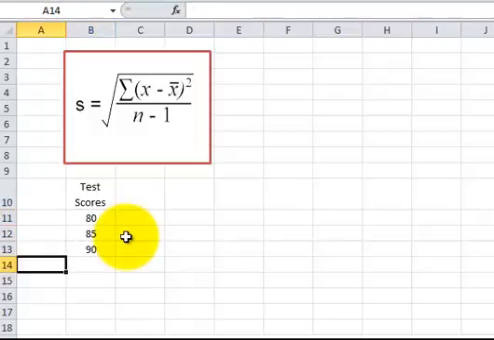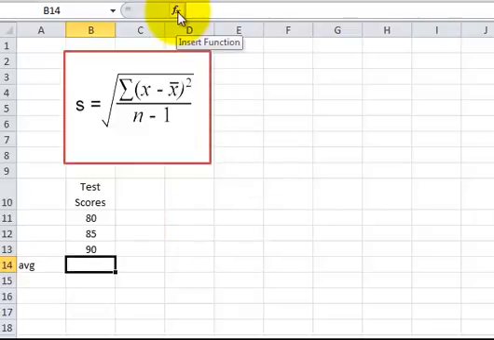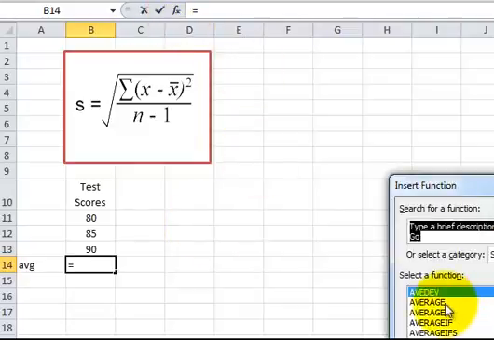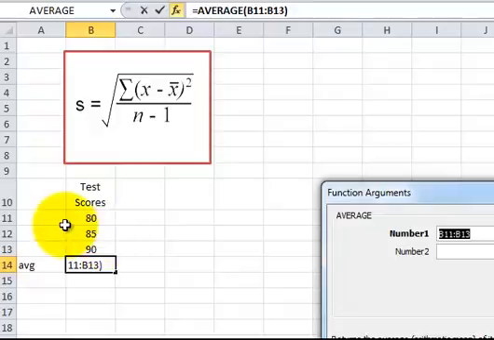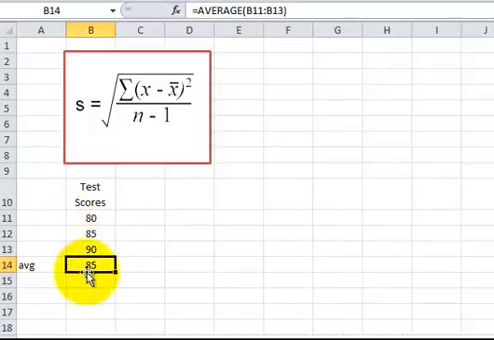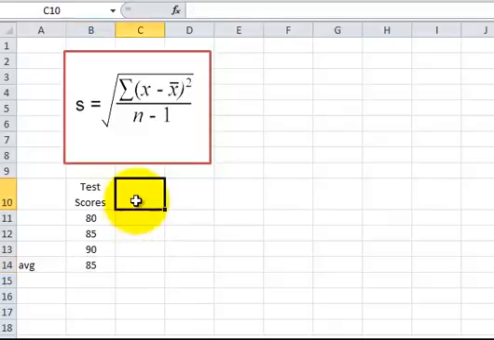So let's make up three test scores, an 80, an 85, and a 90. And we're going to need to know what the average is, so we can come up here to Excel and hit the function key, say tell us the average. It's going to ask us for a range. We want that range, and not surprisingly the average is an 85.